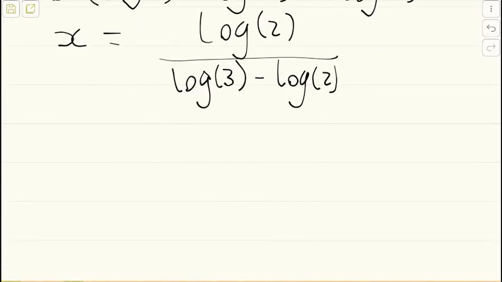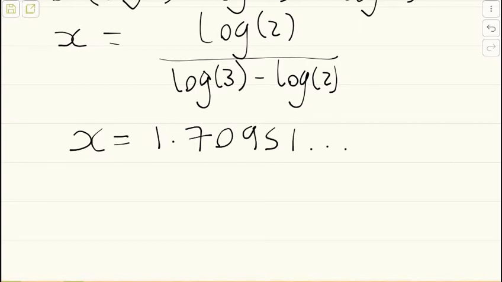I don't really need to bother with simplifying. I can just put it straight in the calculator. And if I type it in the calculator, I should get x is equal to 1.70951 and so on. And again, to three significant figures, that is going to be x is equal to 1.71.